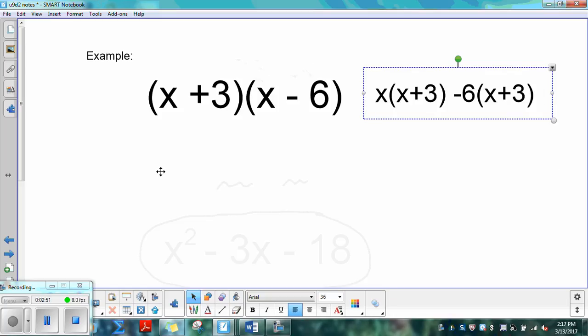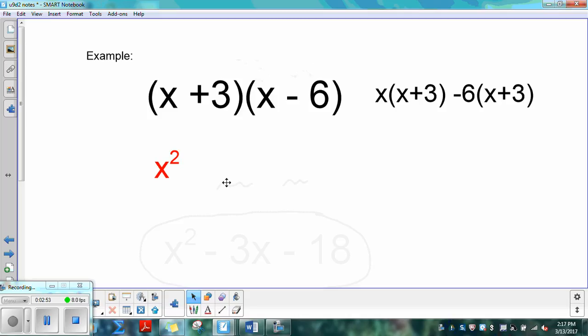Okay? Giving us x squared. Haha, I figured it out. X squared. And then we get, wrong one. Oh well. Then we get x times 3 gives us 3x. Negative 6 times x gives us negative 6x. And negative 6 times 3 gives us negative 18.